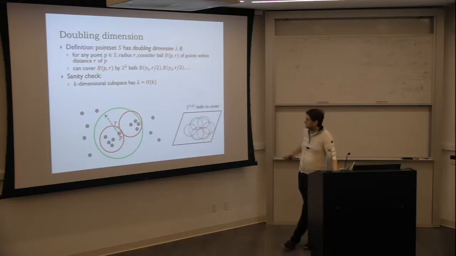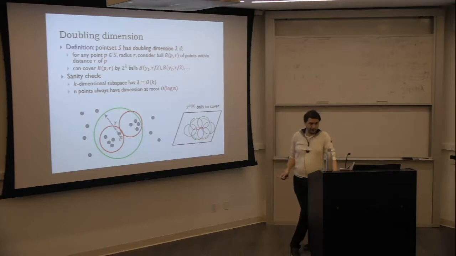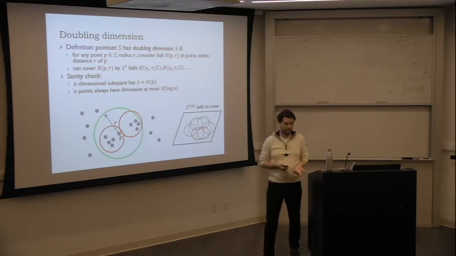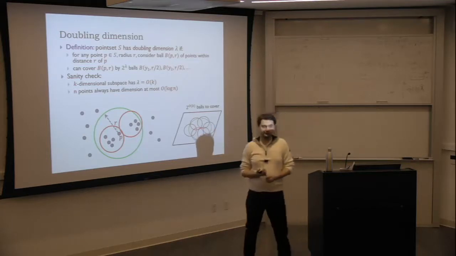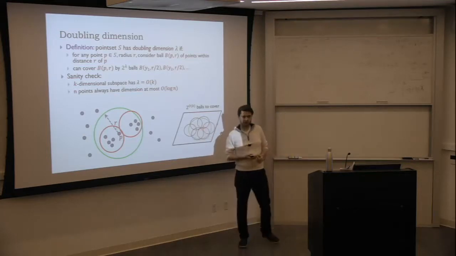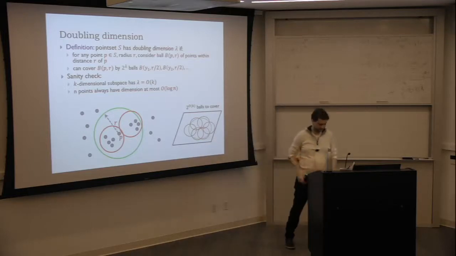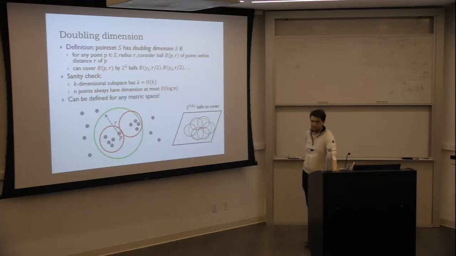If you take a ball of radius r in a k-dimensional subspace, you can always cover it with balls of half the radius, and the number of balls you need is only 2 to order k. Another thing you can prove, and this is true for any metric space, not just Euclidean space, is that n points always have doubling dimension at most order log n. So you should think that doubling dimension is always upper bounded by log n. Again, it can be defined for any metric space.